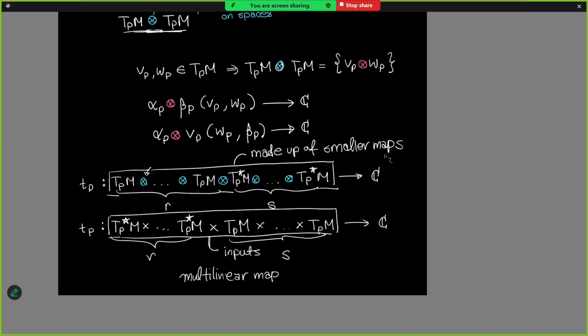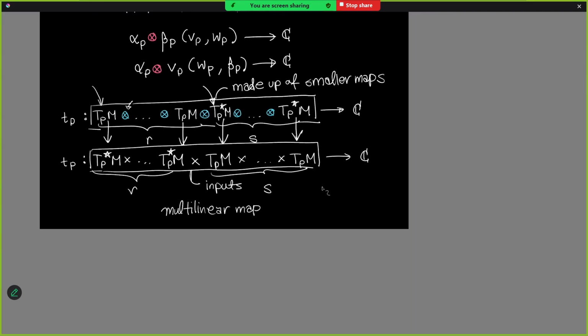And each of those maps is a linear map. This is a linear map, and this is a linear map. And so each of those maps eats one of these inputs. So they're kind of the same thing in disguise. They're both describing multilinear maps, but they're two different formulations of what secretly is the same thing.